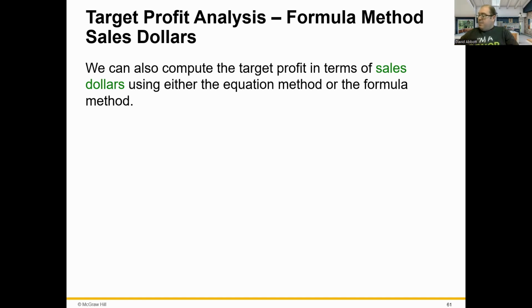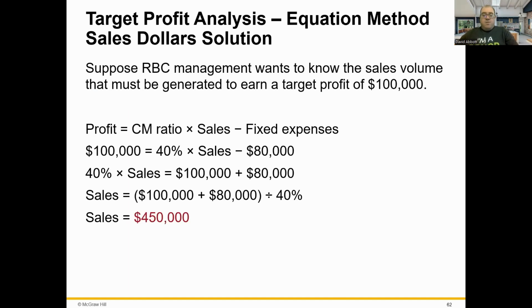Now, that was the number of units. You may want to also know, then, knowing the number of units is very helpful, but you may also want to know how many dollars in sales you would need. So let's look at how we can calculate that, but very much in the same way.